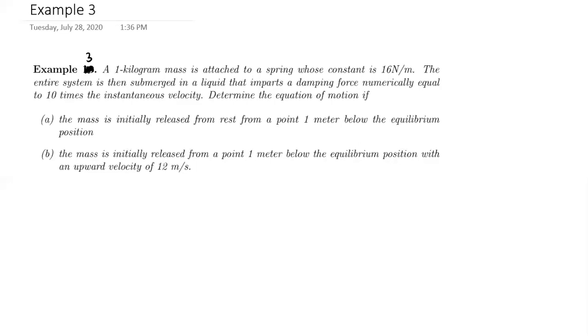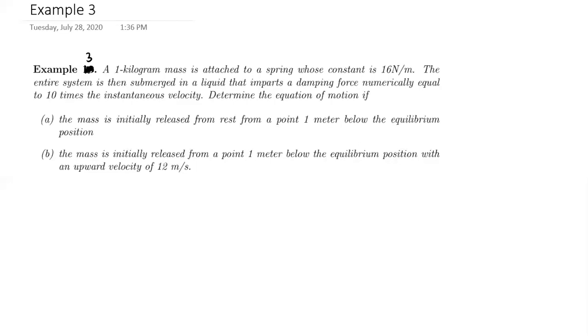The entire system is then submerged in a liquid that imparts a damping force numerically equal to 10 times the instantaneous velocity. So our beta, the proportionality constant for the damping force, would be 10. Determine the equation of motion if, and there are two cases, I'm just going to do part A, and you can do part B as an exercise. In part A, the mass is initially released from rest from a point 1 meter below the equilibrium position. Part B says the mass is initially released from a point 1 meter below the equilibrium position with an upward velocity of 12 meters per second.